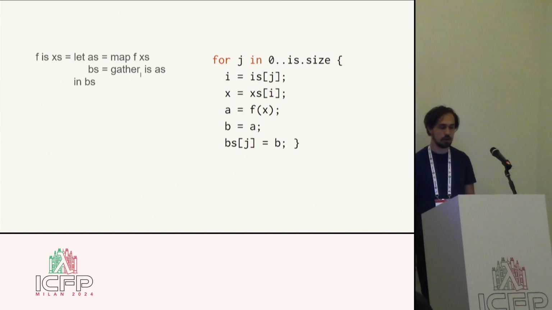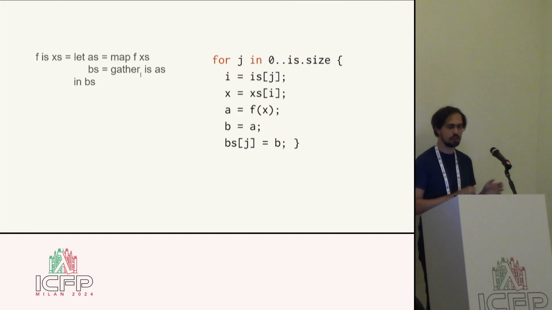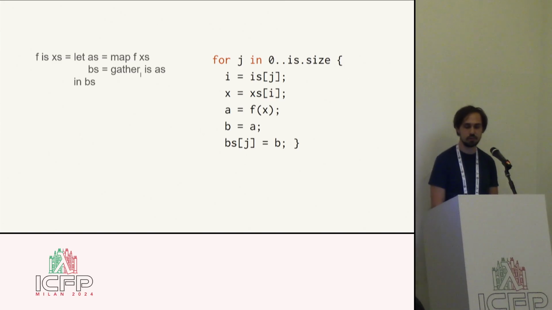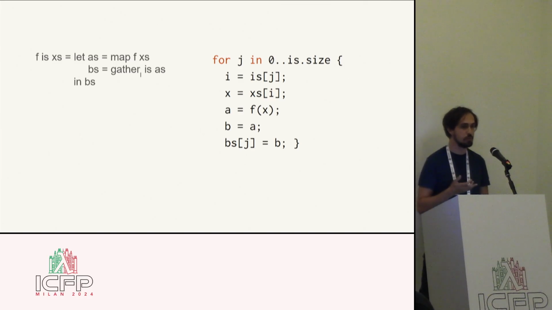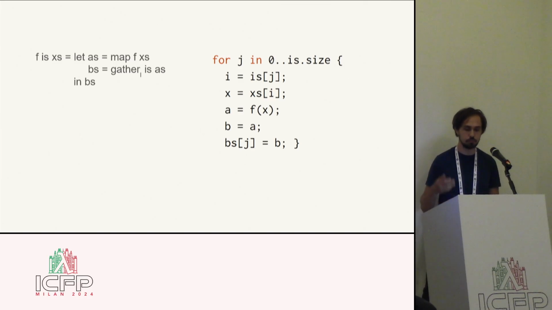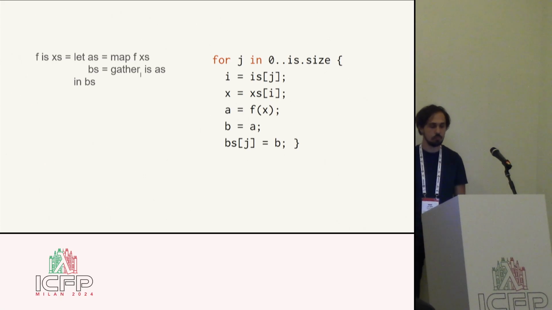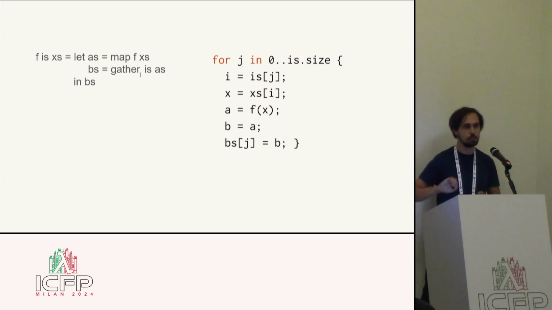Here we've got a single program which has first a map and then a gather. It's possible to fuse this into a single loop, but some weird things happen if we directly do the translation. We see that the body of the map itself does not change at all. We still produce an A by applying F to some X. But the gather kind of pushed its index transformation through the map.